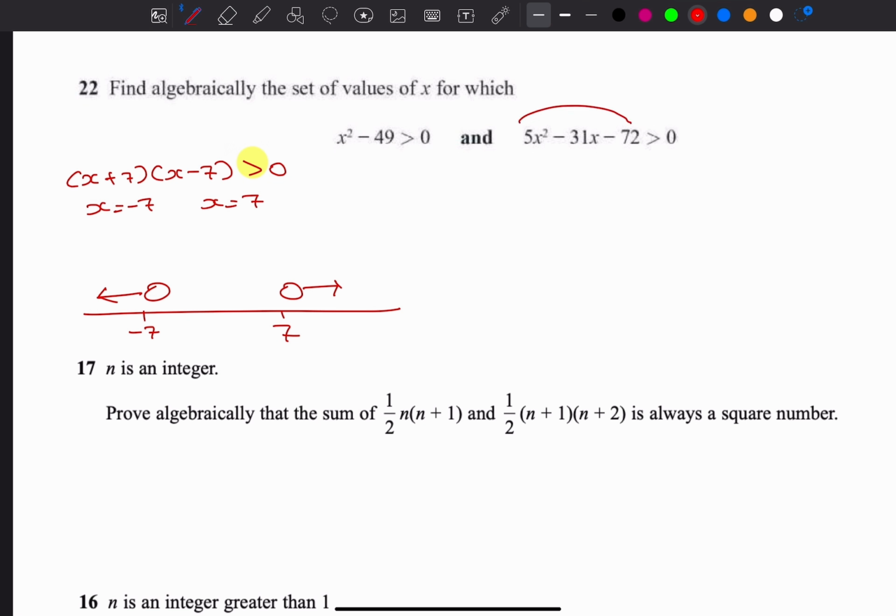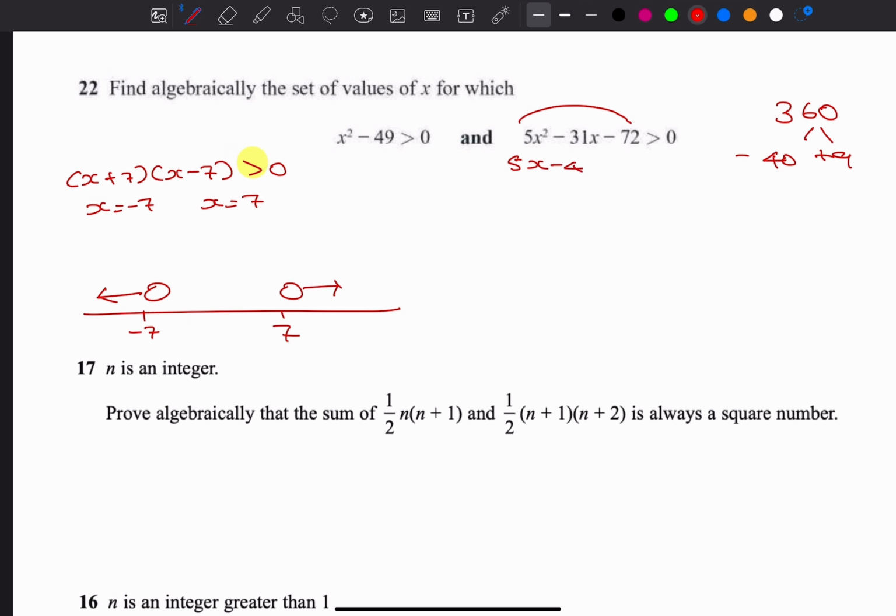5 times 72 is 360. Factors of 360 that make 31. Oh, 360 divided by 12, what's that? 30. That doesn't make 31. Okay, 24. Okay, 40. Yes, 40 would do it, isn't it? So 40 times 9. It will be a minus 40 plus 9.